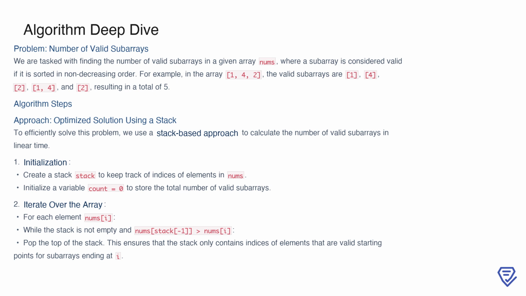First, we initialize an empty stack and a counter variable count to 0. The stack will help us maintain indices in a way that ensures we only consider non-decreasing subarrays. Then, we iterate over the array, processing each element one by one.